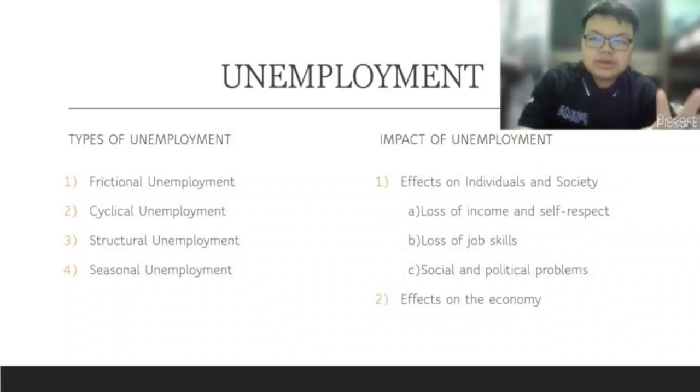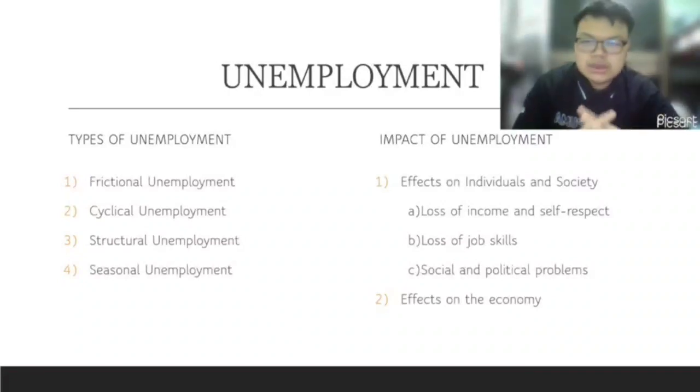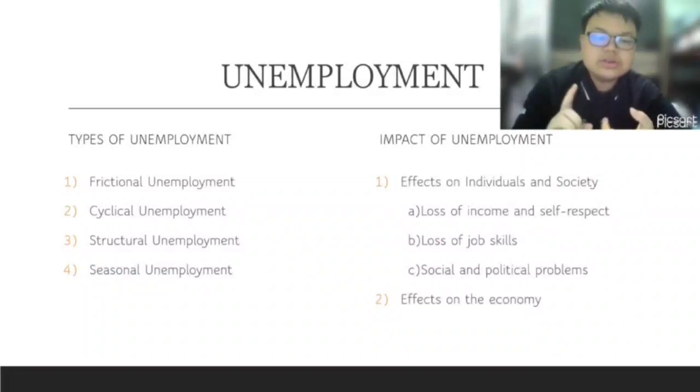The fifth type of unemployment is seasonal unemployment. Seasonal unemployment arises due to a seasonal variation in the activities of a particular industry. This may be caused by climatic change, changes in fashion trends, or the inherent nature of the industries themselves.